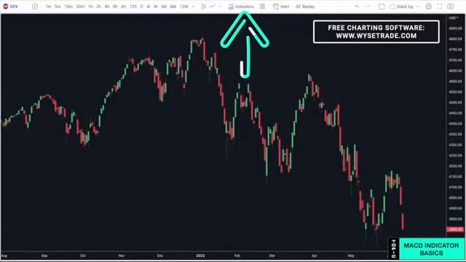So to access the MACD indicator, click on Indicators, type in MACD, and here it is, Moving Average Convergence Divergence. Once you click it, it will then appear down here below your charts. Leave the settings as the default, which are fast length 12, slow length 26, and signal smoothing 9. The line in green here is the MACD line, also known as the fast length. The line in white here is the signal line, also known as the slow length. And this here is the histogram.